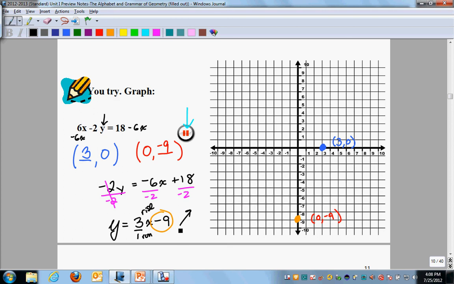And I know it's a positive line. So I can go up 3, 1, 2, 3, and over 1. Or I could have gone down 3, 1, 2, an imaginary 3, and over 1. Either way. I'm going to go ahead and graph that line, and look, it actually goes through our second intercept. That is 6x minus 2y equals 18.